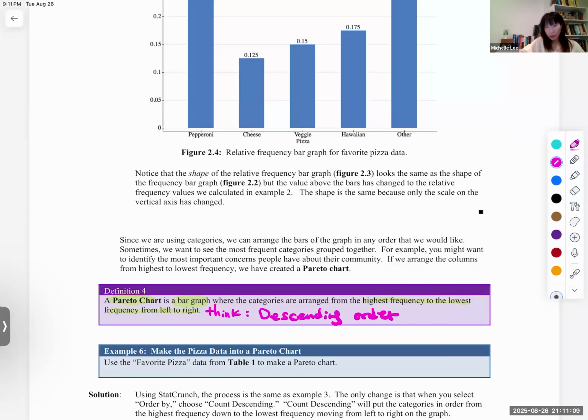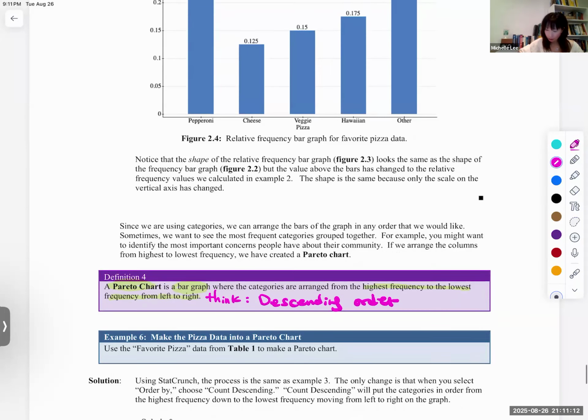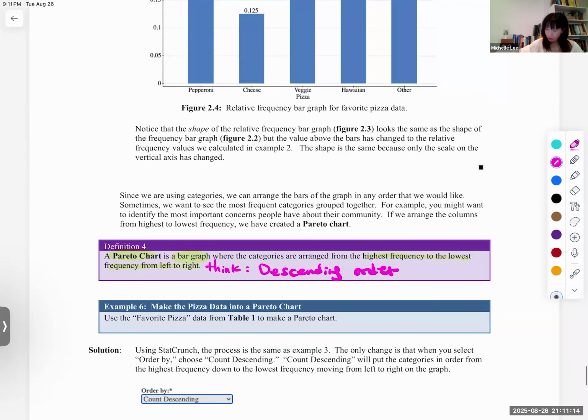Okay, I'm going to show you how to use StatCrunch for this one. Here we go. Count descending order. We just changed the bar graph to a Pareto chart, right? That means Pareto chart, right?